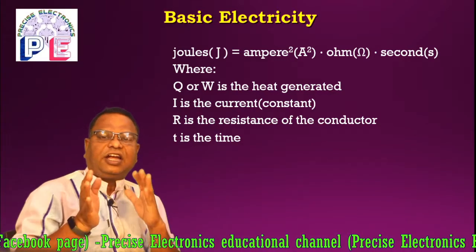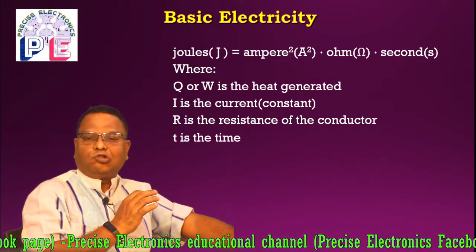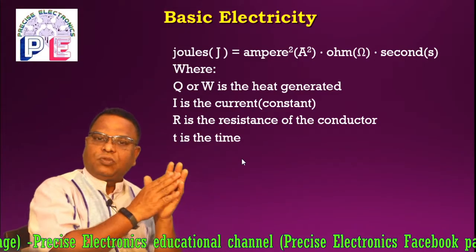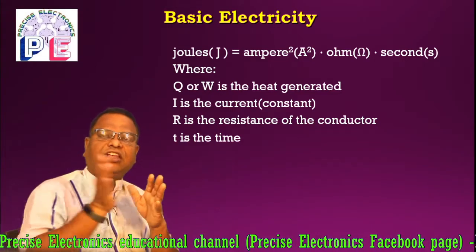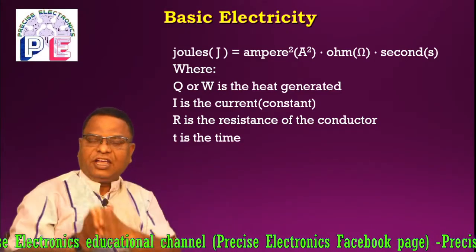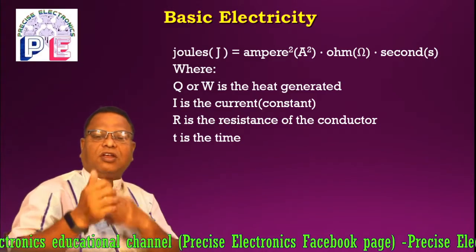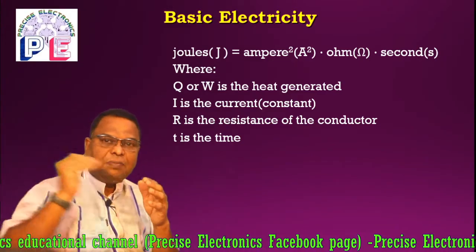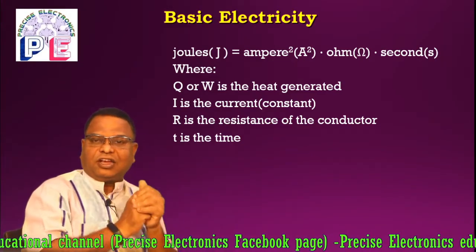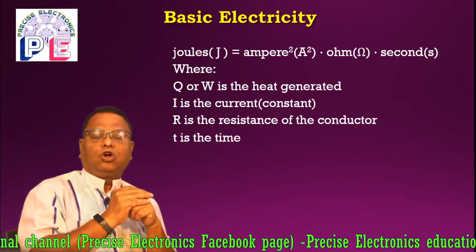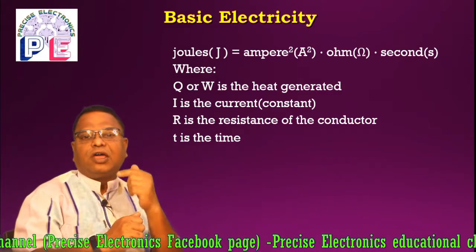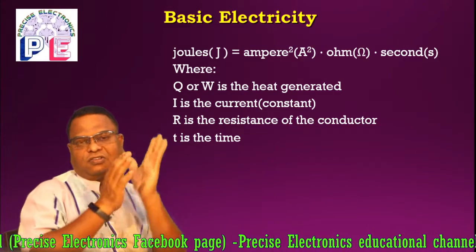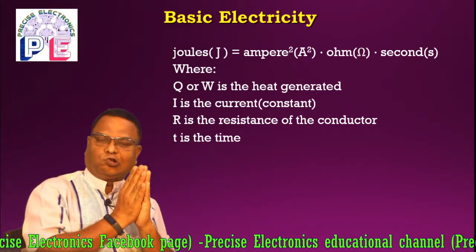So friends, that is Joule's law. Joule's law states that the rate at which heat is produced by a steady current in any part of an electric circuit is jointly proportional to the resistance and the square of current flowing through that system. So that is Joule's law.